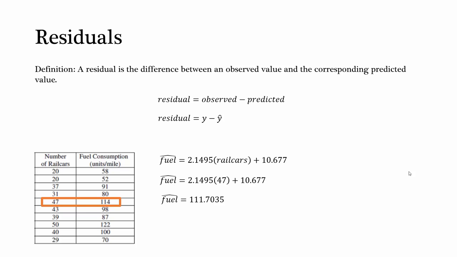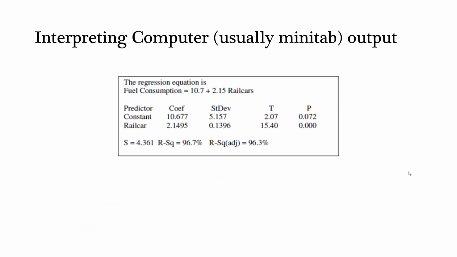Notice the regression equation is under-predicting the amount of fuel since the train actually needed 114. This means that the residual is going to be positive, since the actual value was bigger than the predicted value. So the residual in this case is 114 minus 111.7035, which is 2.2965 units per mile. Notice that residuals have the same units as the response variable.